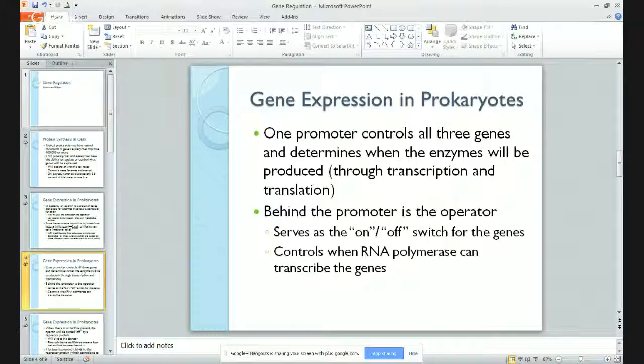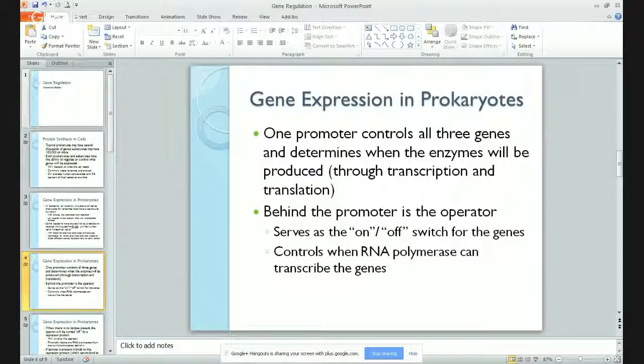So like I said, it's a series of bases. You've got your promoter, then your operator, and then the 3 different genes. And so the promoter ends up controlling all 3 genes. It's going to determine when all 3 of those get expressed, and they all get expressed at the same time. So its job is to just determine when we're going to make these proteins. When are we going to make these enzymes?